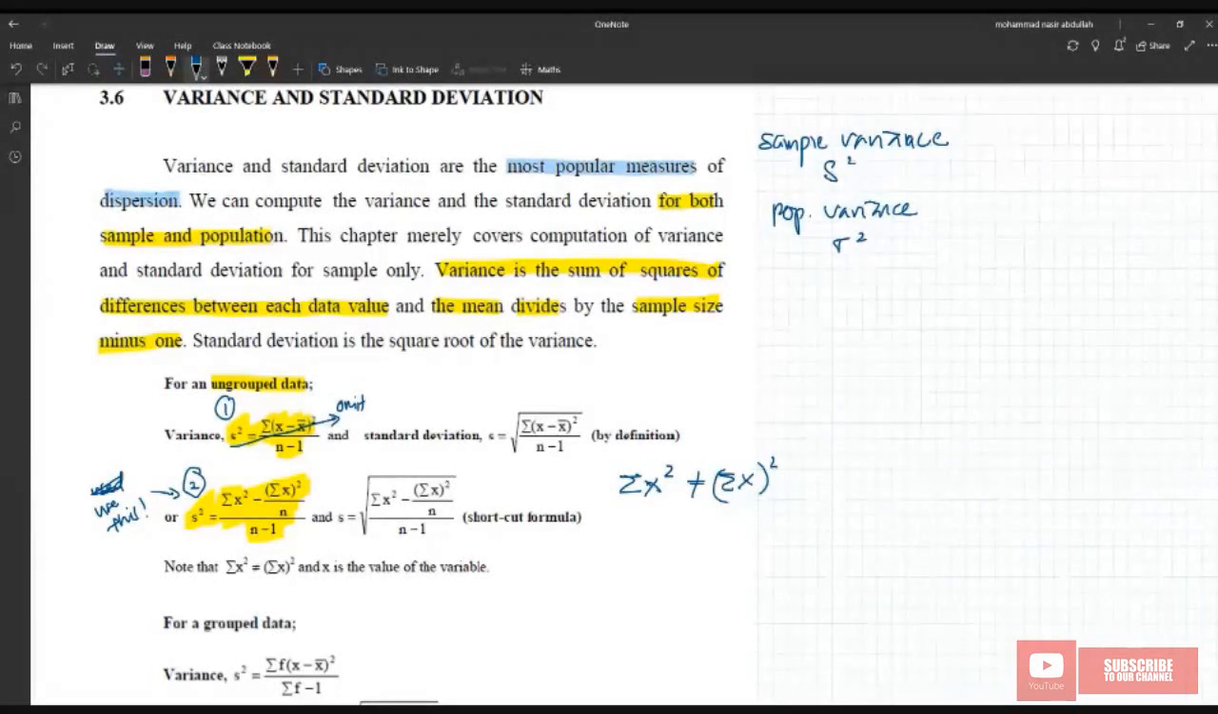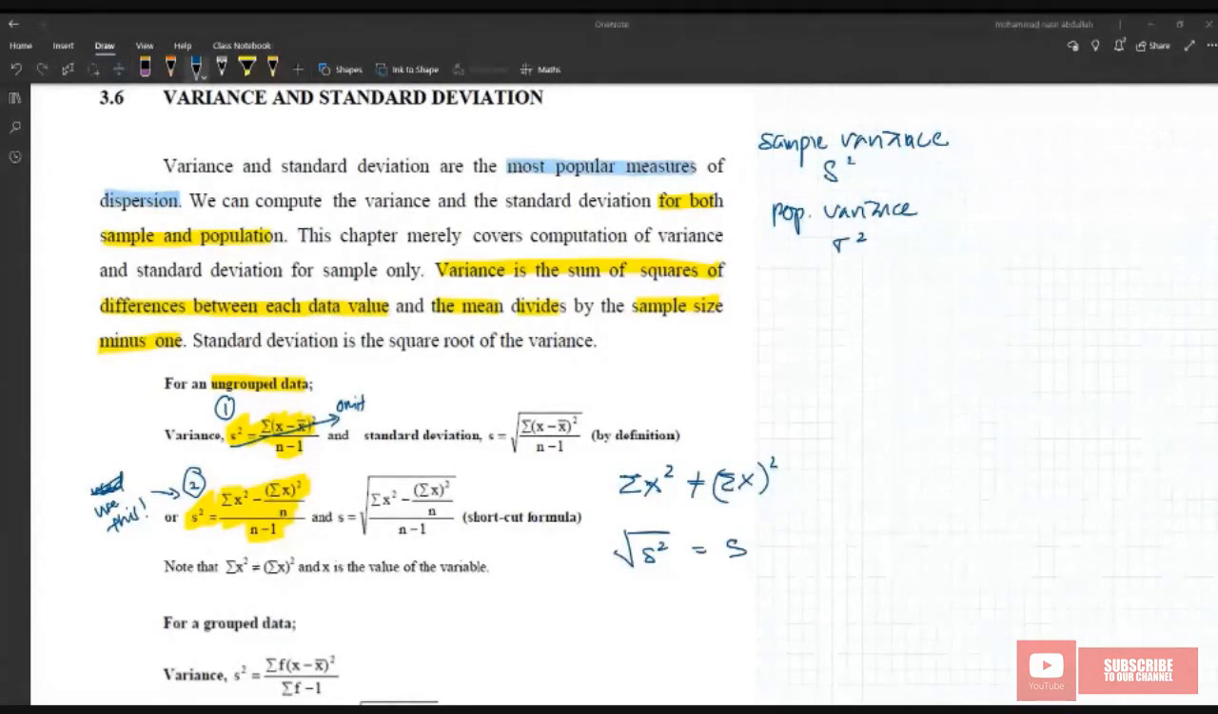If you want to find the standard deviation, we just take the square root of the variance. So that is equal to the standard deviation. That's why, for this formula, we just take the square root of variance and we will get the standard deviation. So this is the formula for ungrouped data.